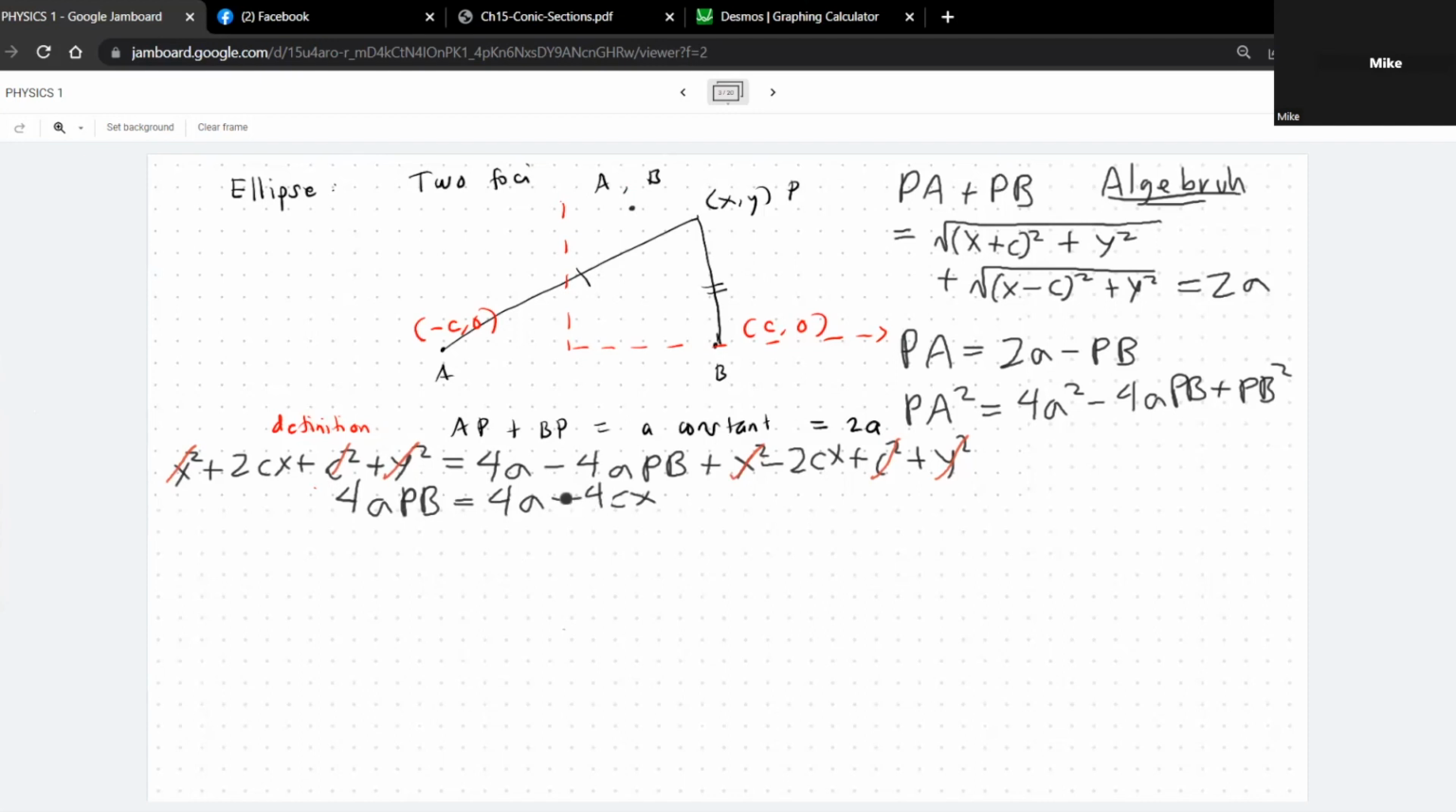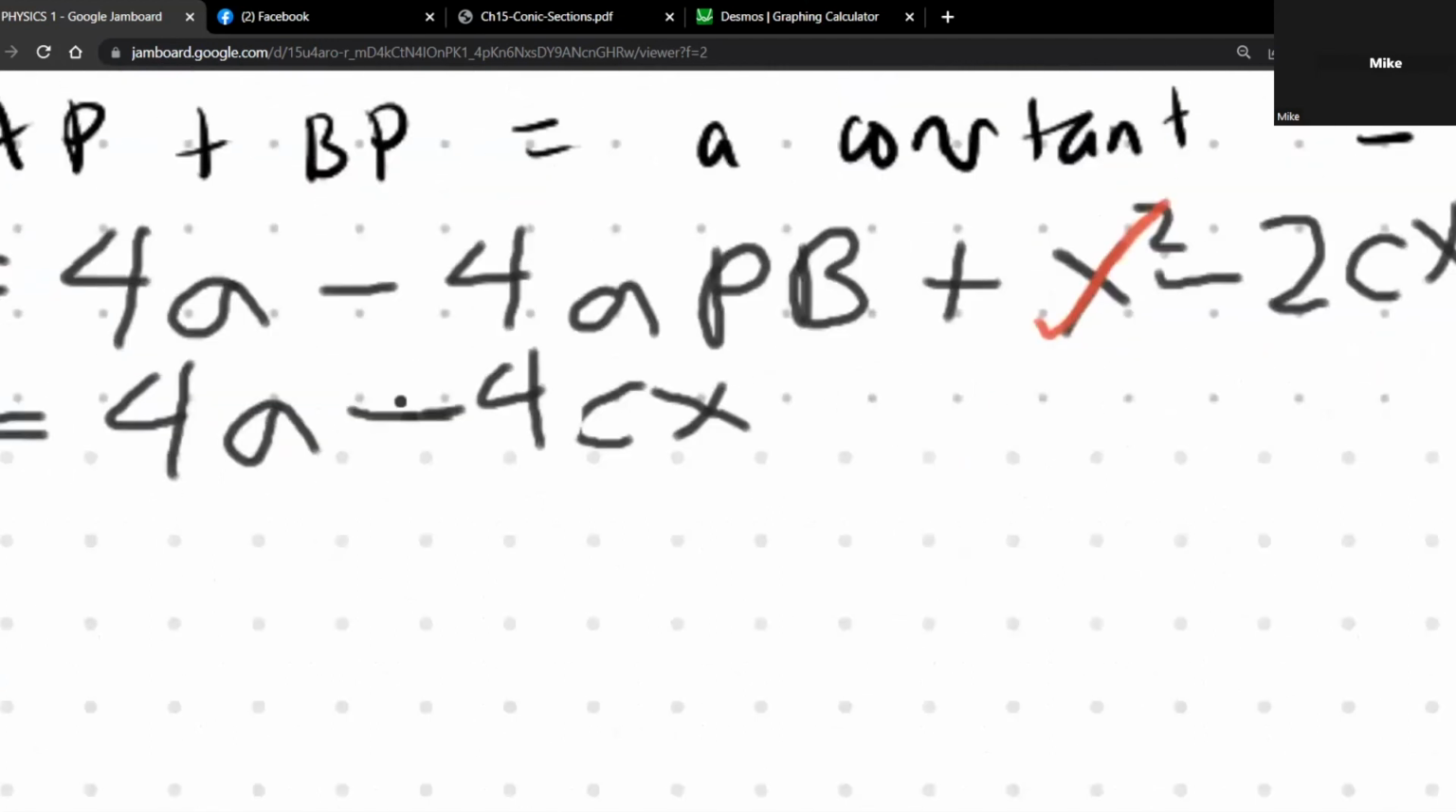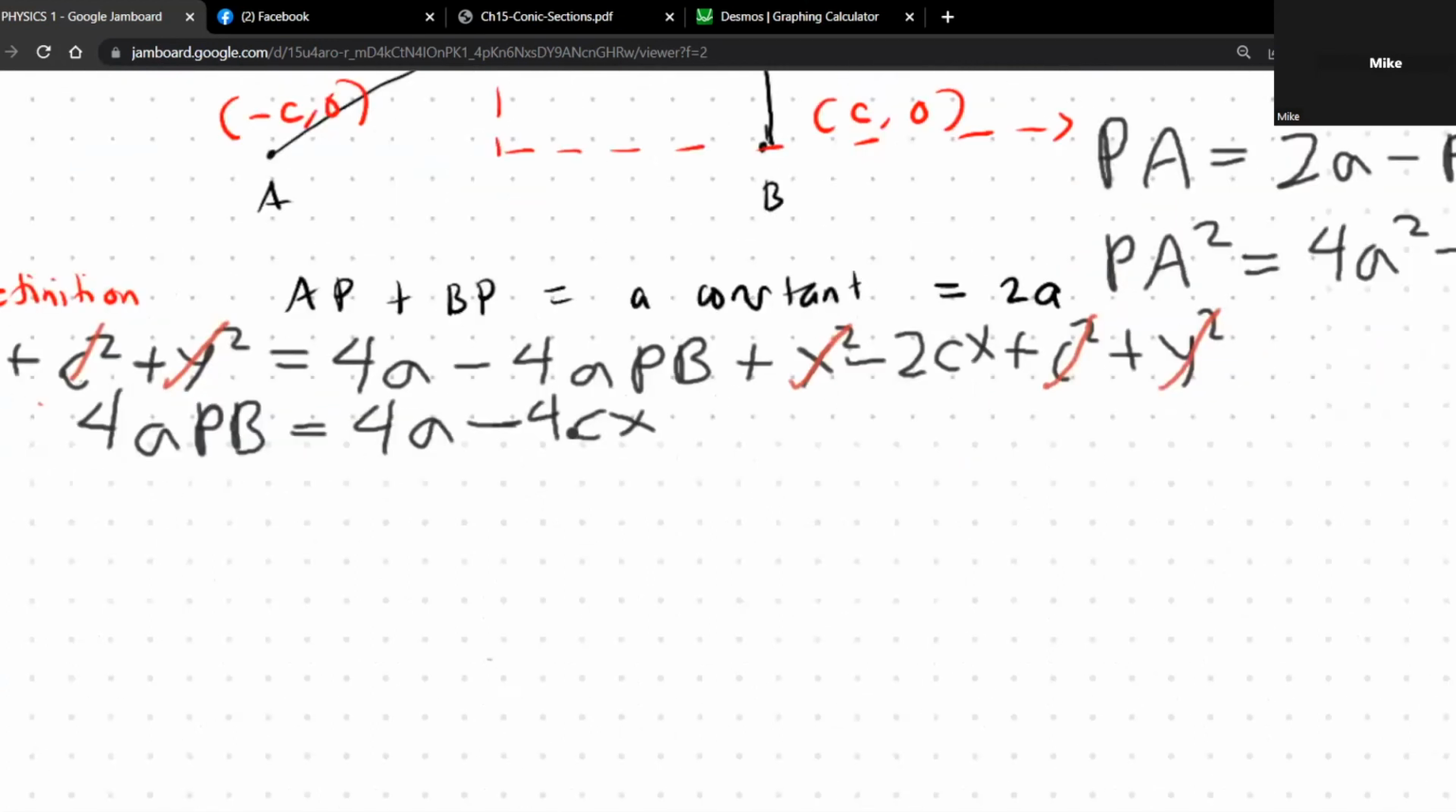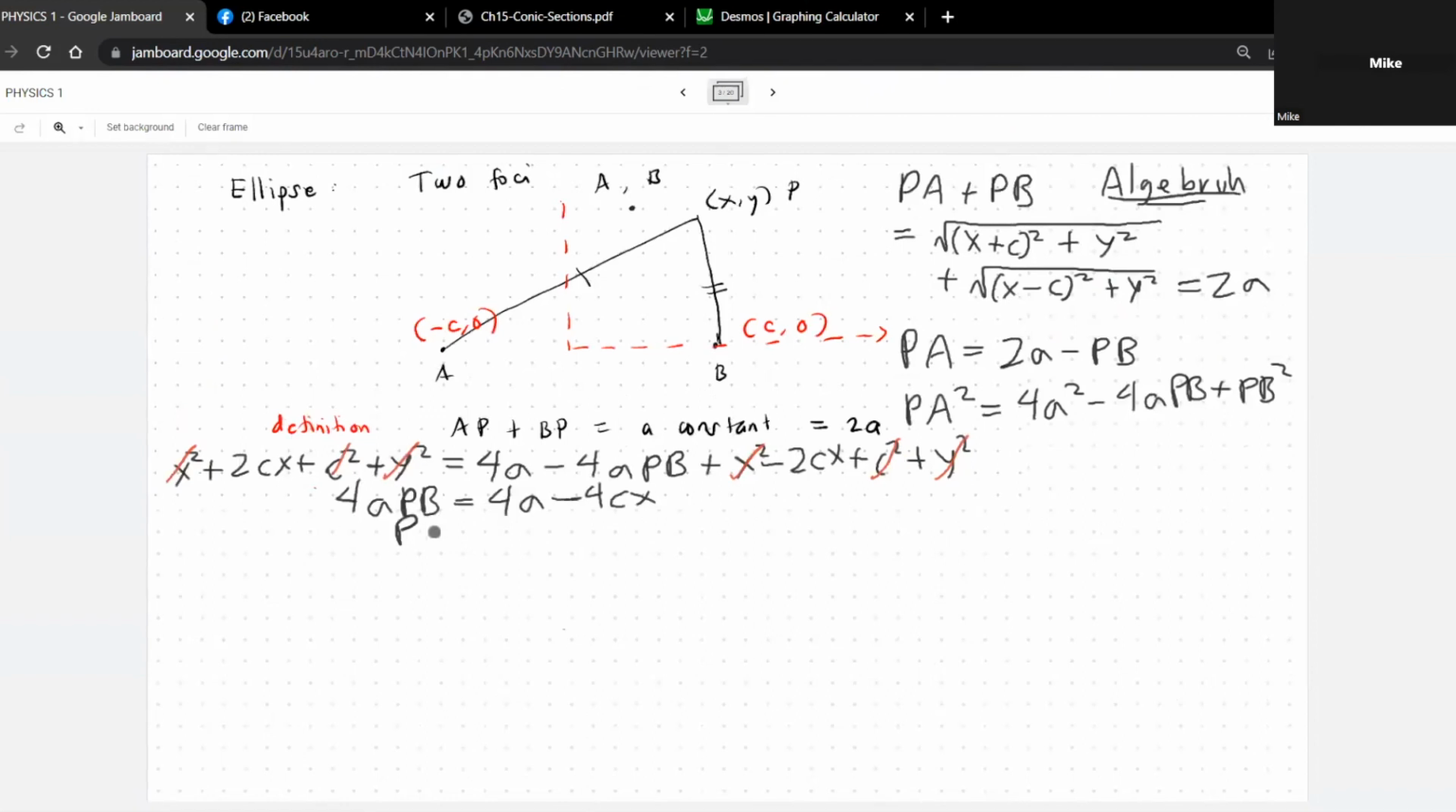Yan. And then so if we divide out by 4a, we're going to get PB is equal to 1 minus c over ax. I think that's correct. I remember this being correct. Okay. Ngayon, square both sides. Let's see what you get.